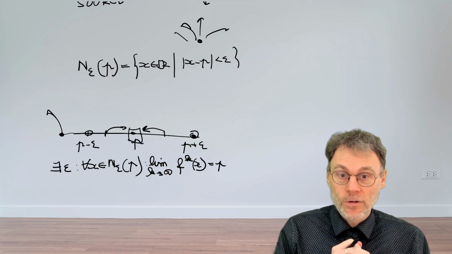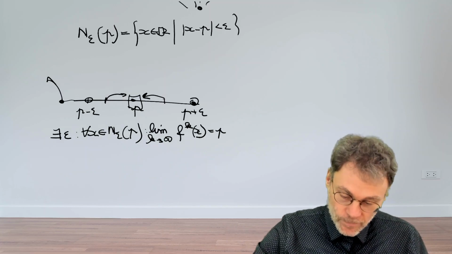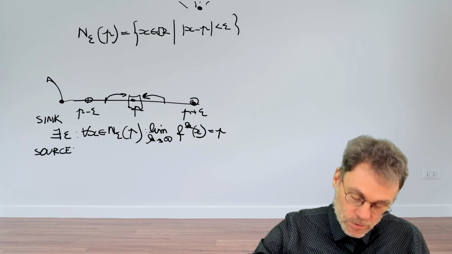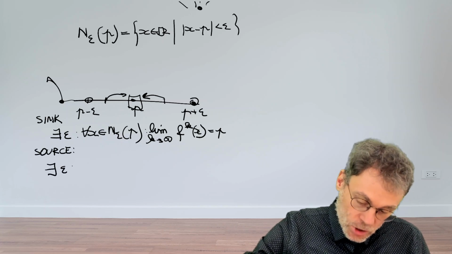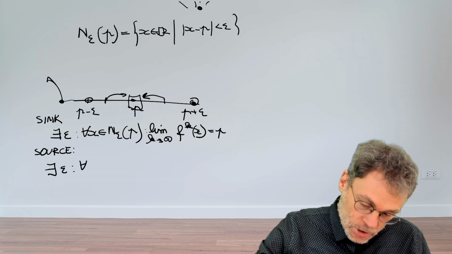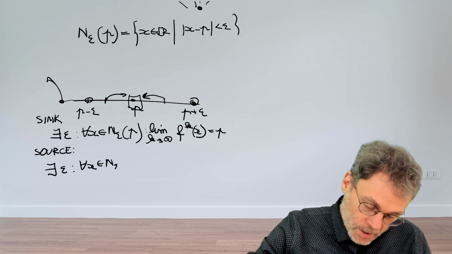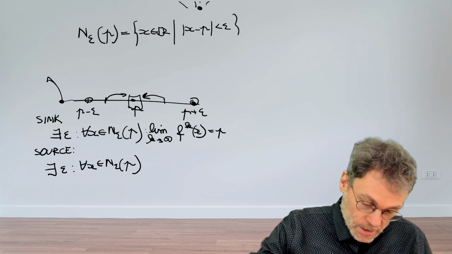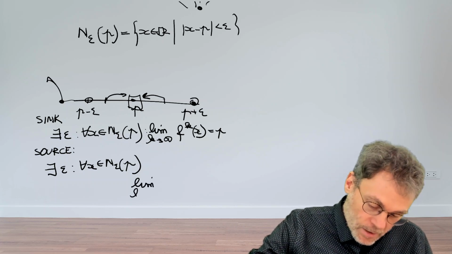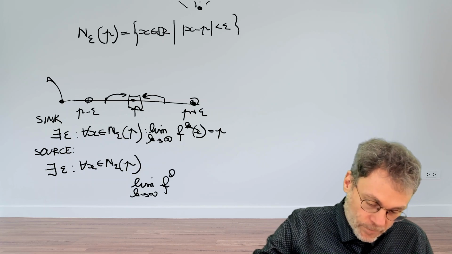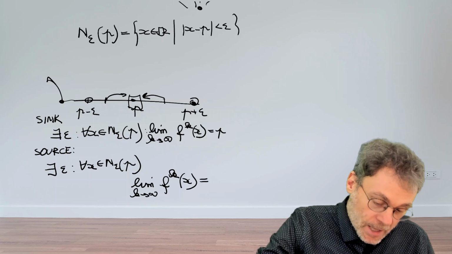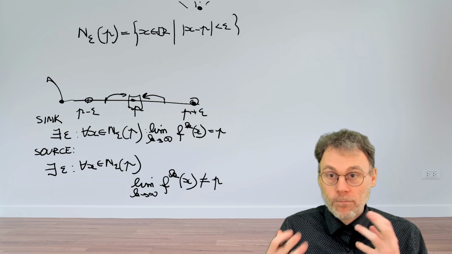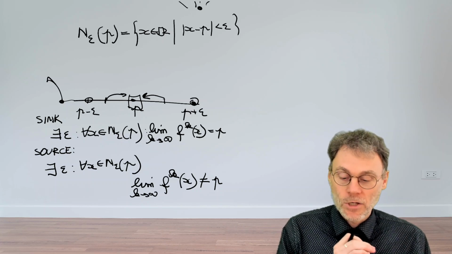Question is, can we have a similar definition for a source? So this was, of course, our sink. For a source, well, we could think of writing down something similar. We could say, okay, there should be a small neighborhood around our source, such that for all values within that epsilon neighborhood, if you take the limit of the function being applied an infinite number of times, that limit should be different from P. So this is a very plausible way of making a definition for a source.